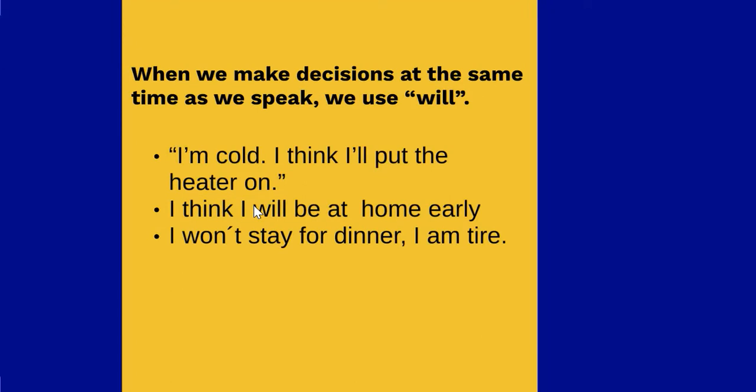It says that when we make decisions at the same time as we speak, we use will. As I told you, it is more like a quick decision. For example, if I say I'm thirsty, I'm not going to say I am drink water, right? If I say I am thirsty, I will drink water. So in that case, it is not like a plan. Son más decisiones inmediatas, decisiones rápidas. Si yo digo, tengo sed, no es que voy a planear beber agua o he estado planeando beber agua en ese momento, sino que tengo sed, voy a beber agua. So, I'm thirsty, I will drink water.